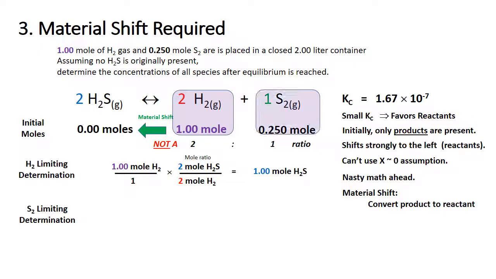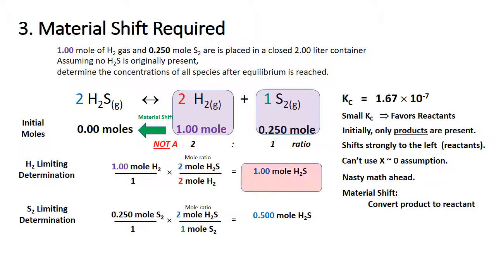Now, we're not done. We need to make this prediction also starting with the S2. So starting with the S2, we've got 0.250 moles of S2. We multiply by the appropriate mole ratio, but in this case, the mole ratio is not a 2-to-2 as it was before, but is actually a 2-to-1 mole ratio. And the prediction tells us that we'll be able to make 0.500 moles of H2S. And so depending upon which of the two products we start with, we have 2 different predicted amounts of H2S that we can make. So what's important is that we compare these 2 amounts and make a decision as to which one is limiting and which one is excess.